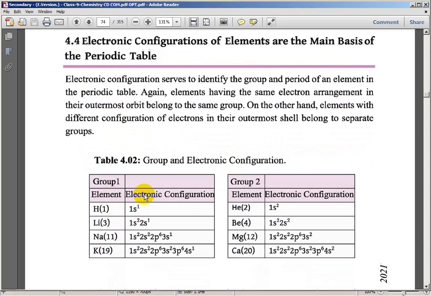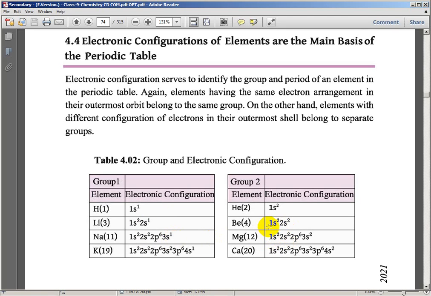Look at the electronic configuration. Hydrogen is 1s1. Its shell number is 1, so period 1, and outermost shell electron is 1, so group 1. Lithium is 1s2 2s1. The highest shell number is 2, so period 2, and it has 1 outermost electron, so group 1. Sodium has outermost shell number 3, so period 3, with 1 electron, so group 1.